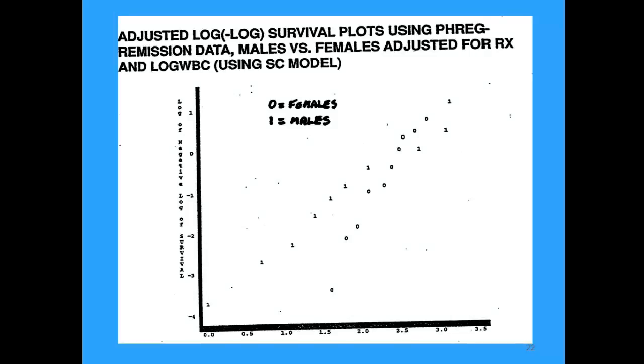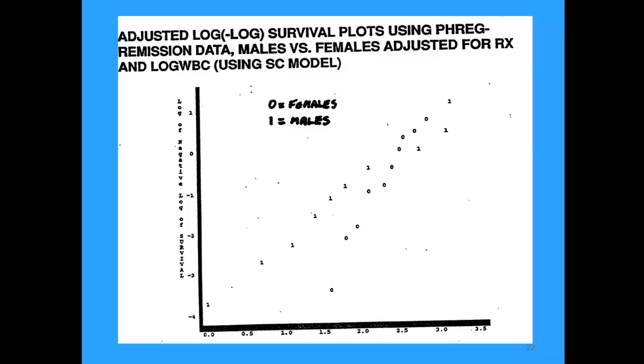So if you did that, for example, look at this. Adjusted log-log survival plots using PH reg, and I'm not showing you how to do it, this is just the plot. It has males and females adjusted for treatment and log white blood cell count. You're not putting sex in the model, but you're putting treatment and log white blood cell count in a proportional hazards model, leaving the sex variable out, and you're getting 2 log-log survival curves, one for males and one for females. I've now adjusted for these 2 variables that I think maybe are okay. Does it look like the sex variable satisfies the assumption or not? Again, it's not that much different than before, right?